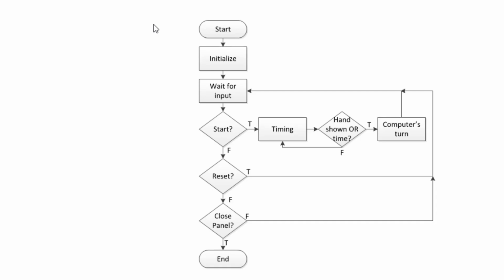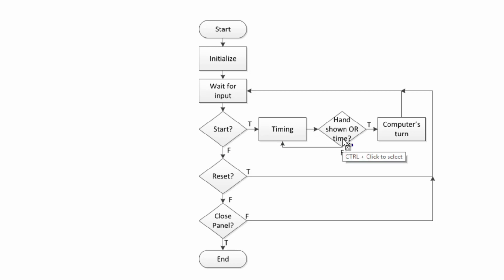Since ours is a state machine, we will have states and transitions between these states. Transitions are shown by arrows, and the boxes show the states. So we'll start with the initialized state. Then we'll proceed to the wait for input state. From there, we will check if the start button is clicked. If it is clicked, then we will go to timing state.